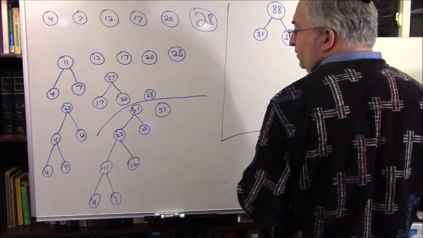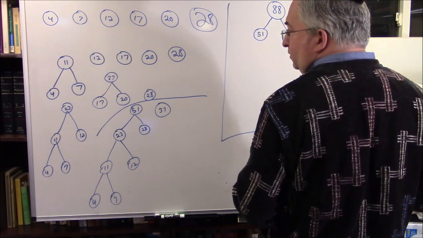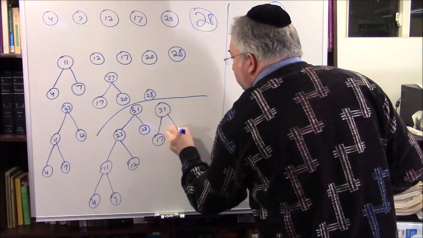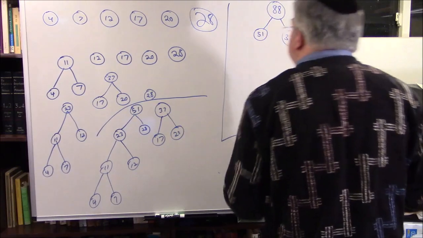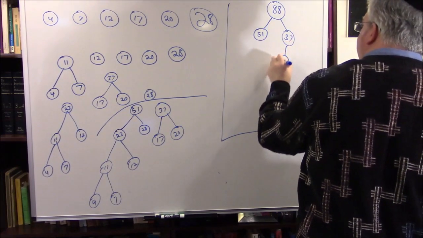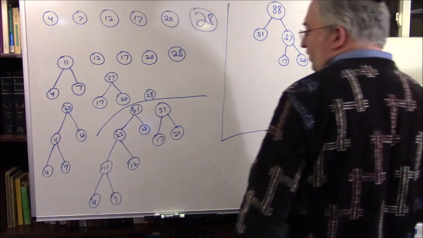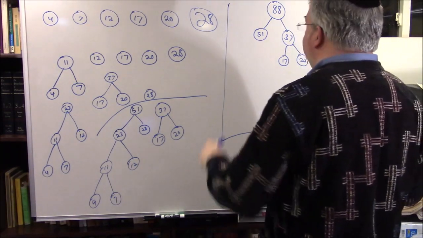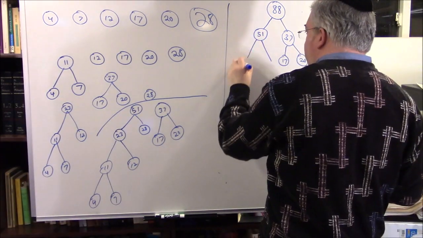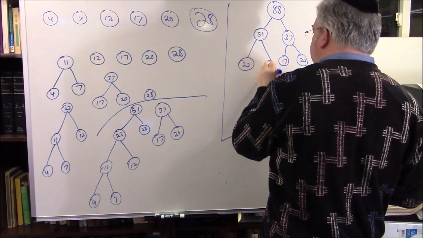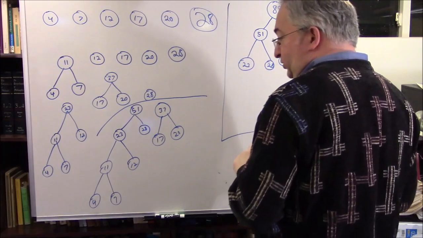Oh, I'm sorry, I left this out. 37 is 17 and 20. That's very good. Now what is 51? 51 is 23 and 28. What's 23?